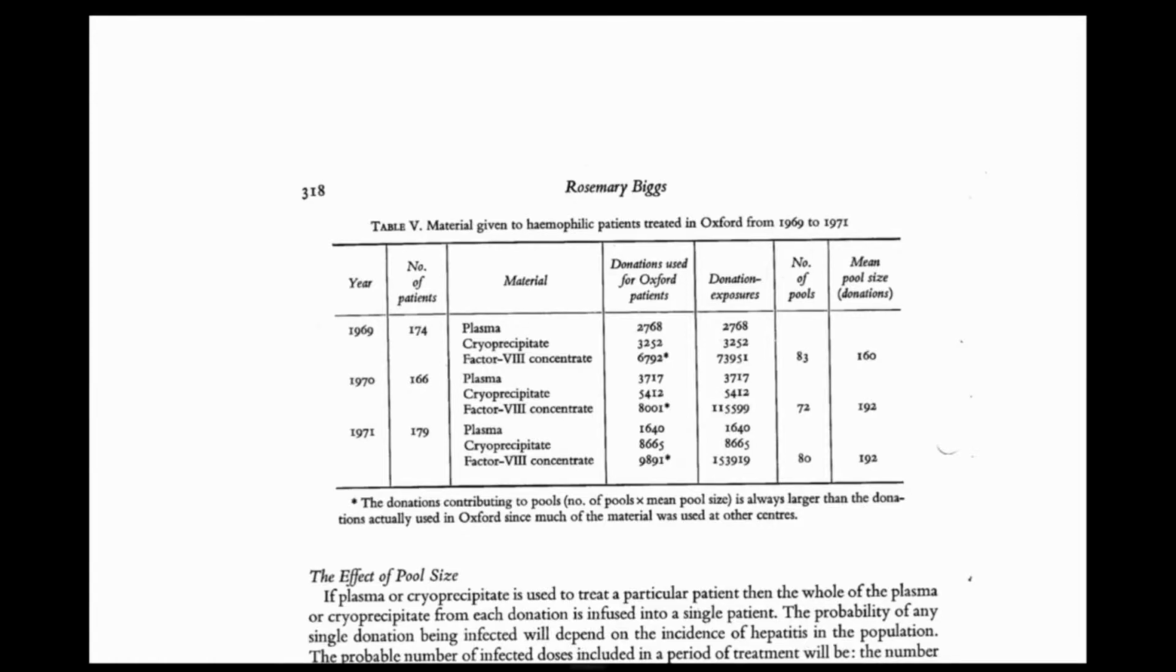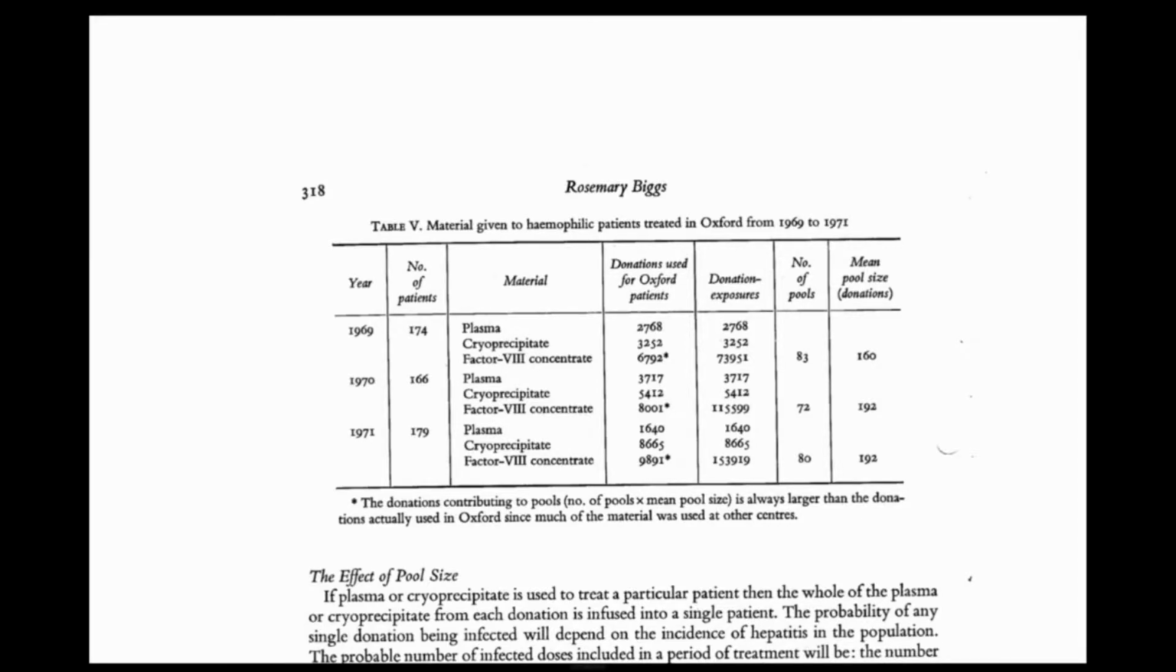If we look at the last of those for each of the years, factor 8 concentrate, in the final column, we can see the mean pool size given in terms of the number of donations that went into the pool. For 1969, that mean pool size is 160 donations. In 1970, it is 192 donations. And in 1971, it is again 192 donations. That is from the PFS BPL in Oxford.